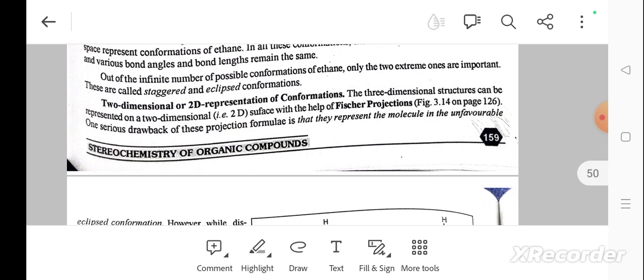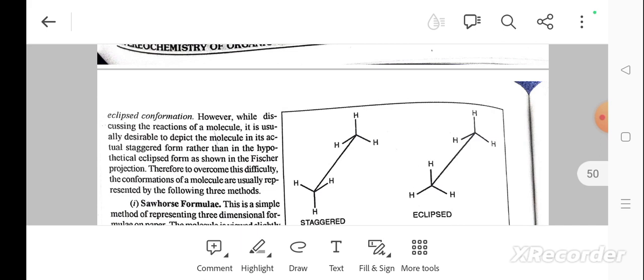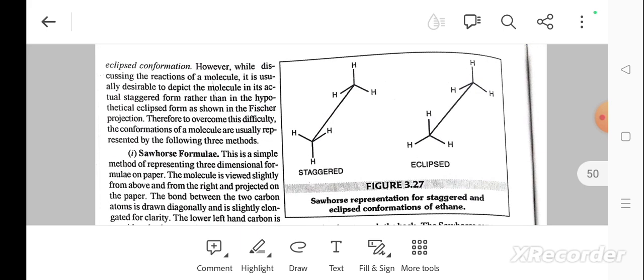Two-dimensional representation of conformations. Three-dimensional structures can be represented on a two-dimensional surface with the help of Fischer projection. One serious drawback of this projection formula is that it represents the molecule in the unfavorable eclipsed conformation. However, while discussing the reactions of the molecule, it is actually in the staggered form rather than the hypothetical eclipsed form as shown in the Fischer projection.